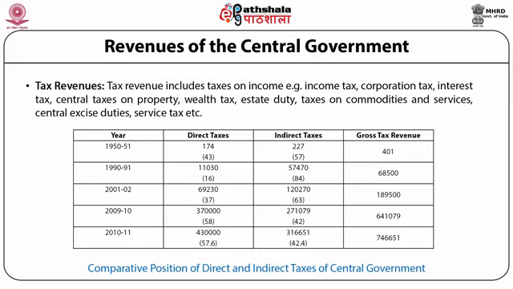But as we progress, we have seen that the direct tax collection has gone up. In 2010-2011, the direct taxes were 4,30,000 crores and indirect taxes were 3,16,651 crores. And the proportion of direct taxes was 57.6%, whereas the proportion of indirect taxes was 42.4%.